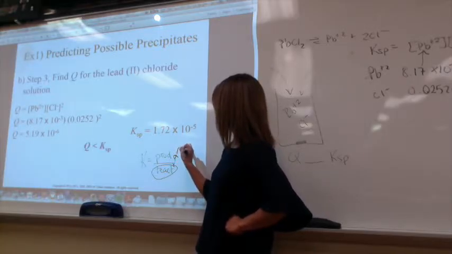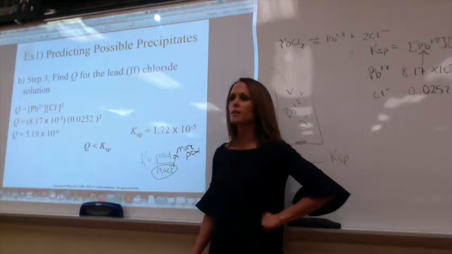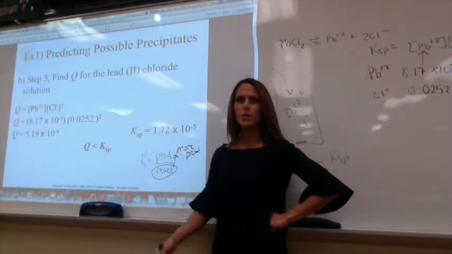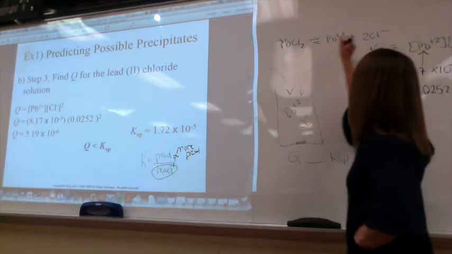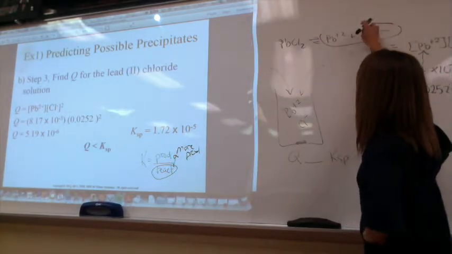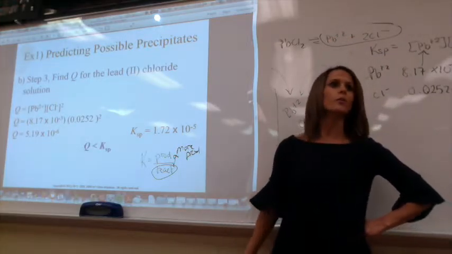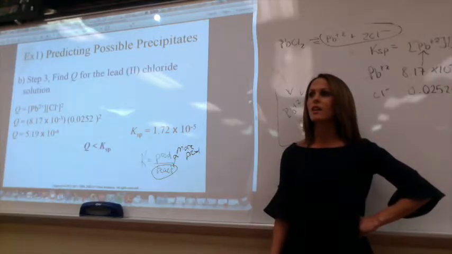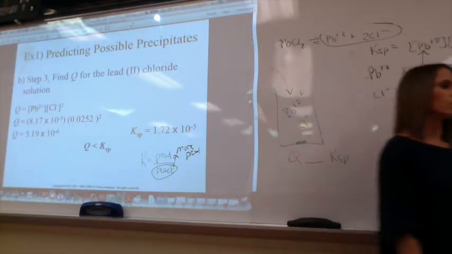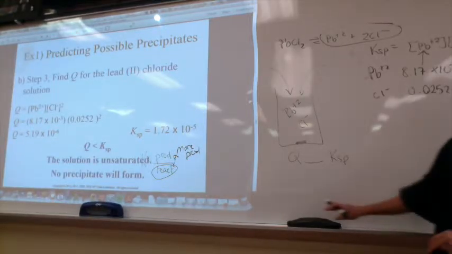I need more products, right? Since this is solubility, what's always going to be on the product side? Ions, because what's always on the reactant side? The solid. So if this is going to push to make more ions, it means I need more ions in the solution before this precipitates out. So the question we started with was, does a precipitate form? No, because there's not enough ions in solution. Q was less than KSP, so therefore it's not saturated. You follow that logic?